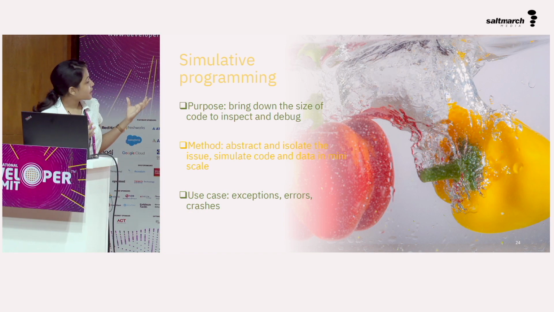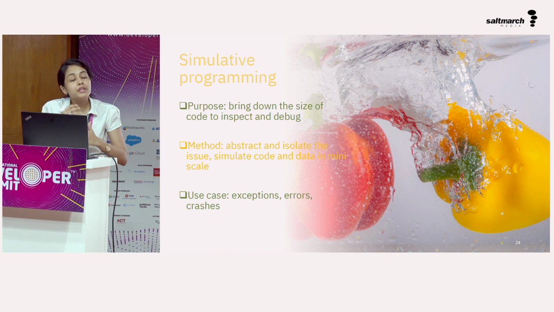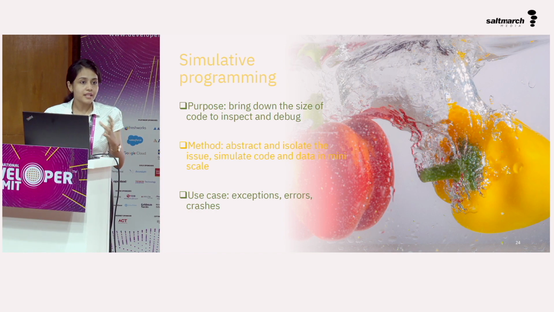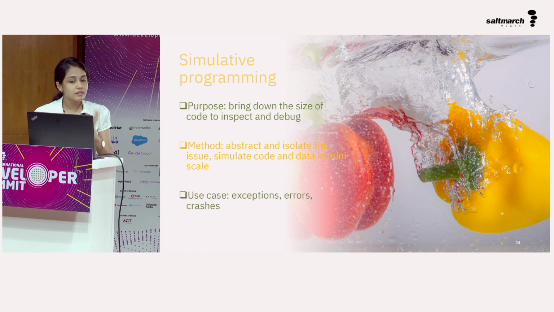So mostly in simulative programming, what you do is you isolate, you bring down the size of the code to where you suspect the issue is coming from, and you debug from there. So abstraction and isolation, both the postulates are being used here. For example, in order to know that it is simulative programming that you need to use, you need abstraction. You need to be able to define the problem, and then you bring down the size, narrow it down, and try to recreate it in your local development environment on a mini scale. Mostly the use cases are exceptions, errors, and crashes.